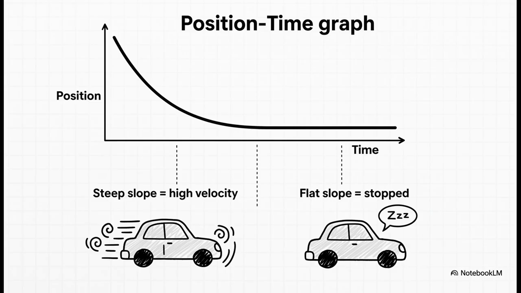We can just look at a position graph and instantly read the story of its speed. See a really steep section? That means the object is moving fast. See where the curve totally flattens out? Well, its position isn't changing, so it must be stopped. The slope tells the whole story.